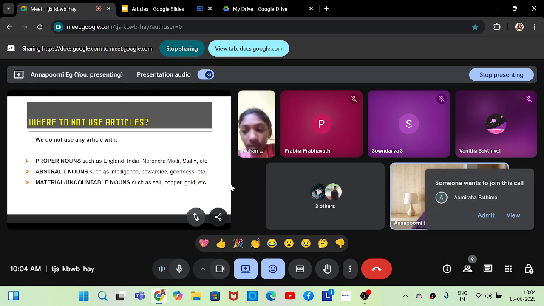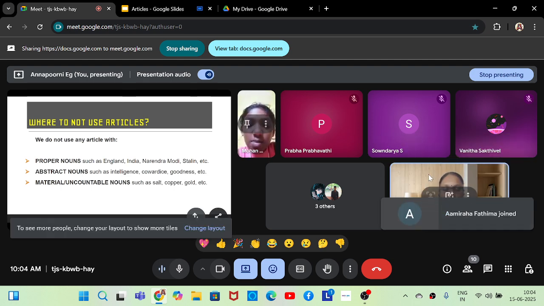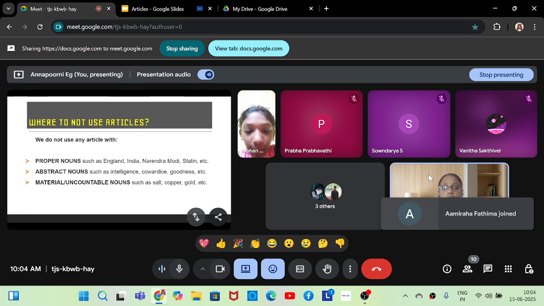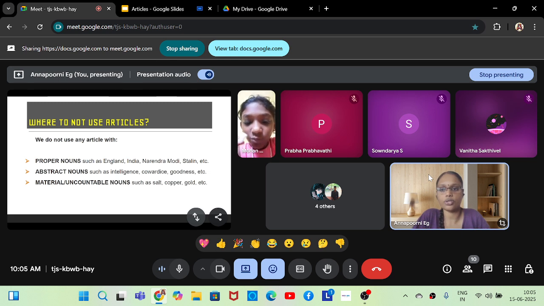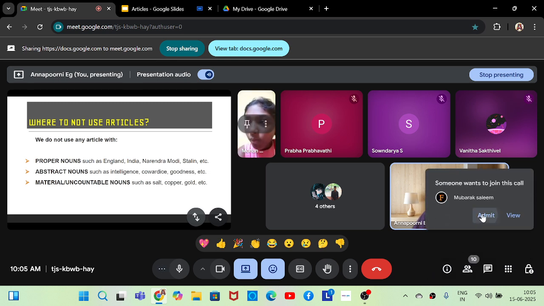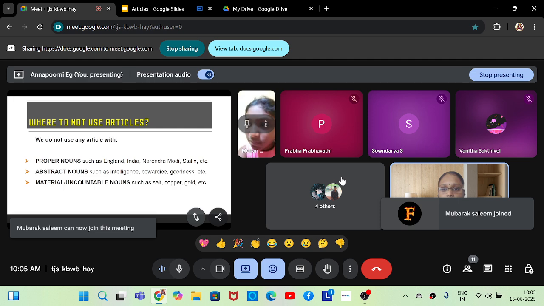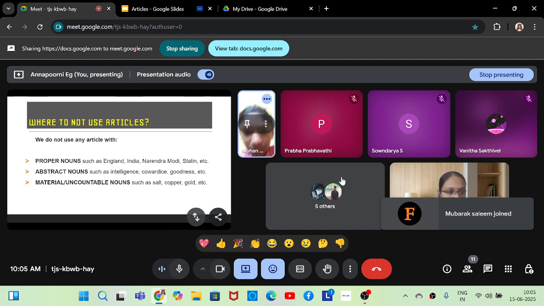We also studied that articles can come anywhere in a sentence, either before a subject or an object. But there are certain places where we cannot use any articles. So that is what we are going to check now. Okay, so where not to use any articles. Actually, we do not use any article with three types of nouns. So let us see what those nouns are.